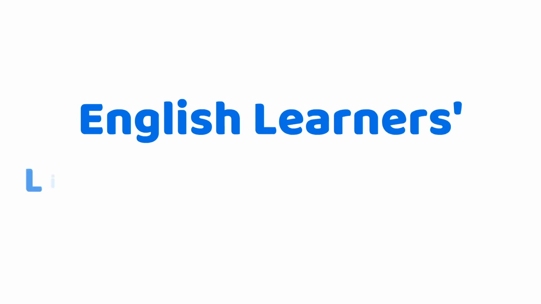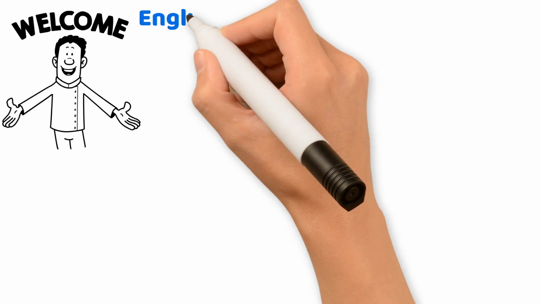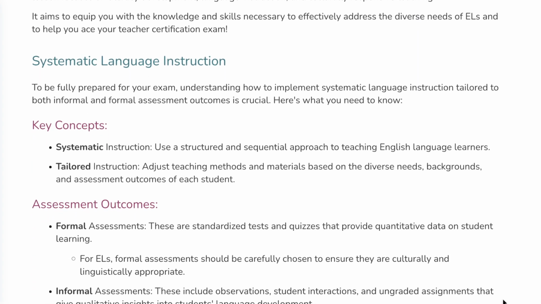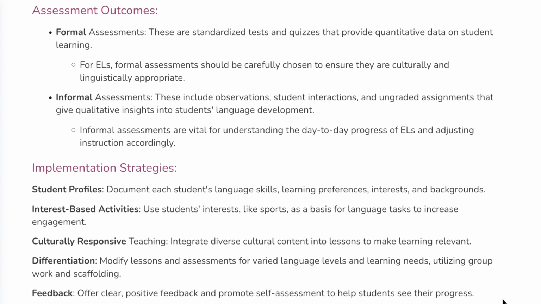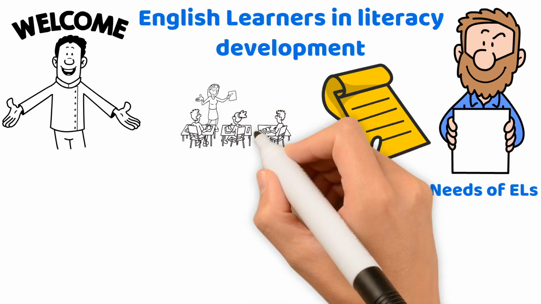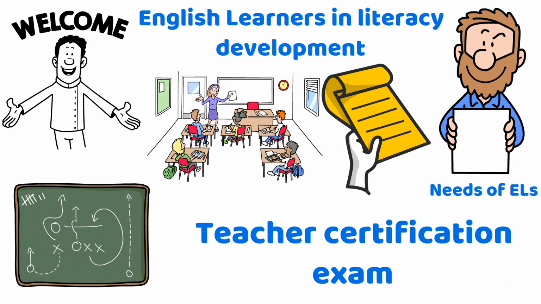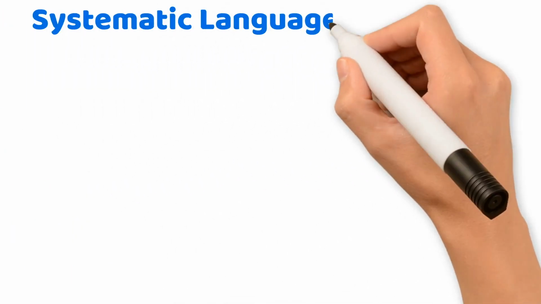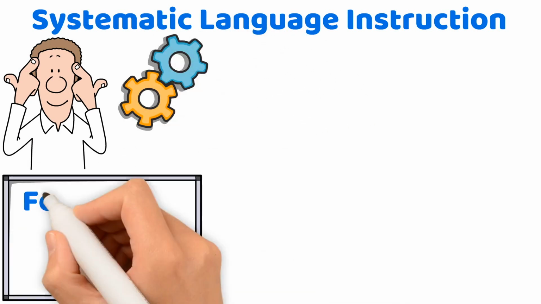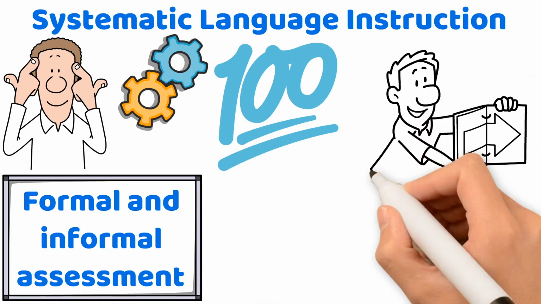English learners, literacy development. Welcome to the essential guide for supporting English learners in literacy development at the elementary level. This chapter is designed to help you effectively address the diverse needs of ELs, integrating systematic language instruction, culturally responsive teaching, and tailored strategies to prepare you for your teacher certification exam. Systematic language instruction. Understanding how to implement systematic language instruction based on both formal and informal assessment outcomes is crucial. Here's what you need to focus on.